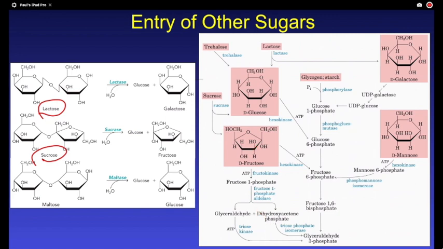And there's two pathways to do that. One, it can be phosphorylated to the fructose 1-phosphate using fructokinase, okay? And then that can be broken down by a fructose-1-phosphate aldolase.